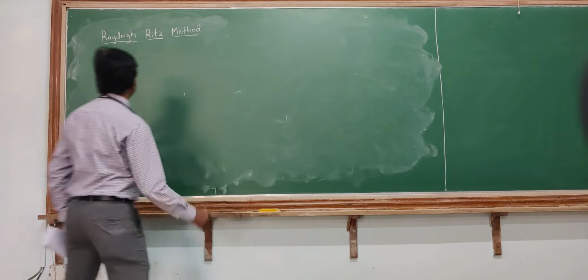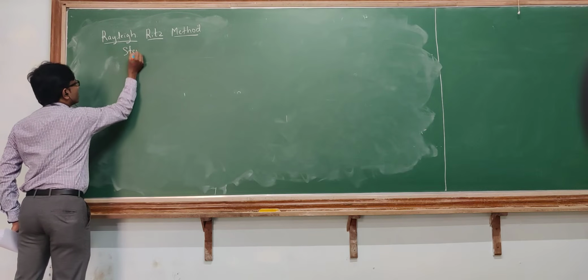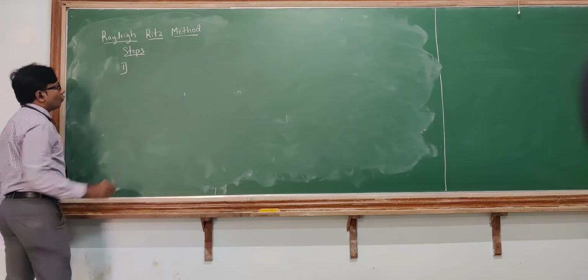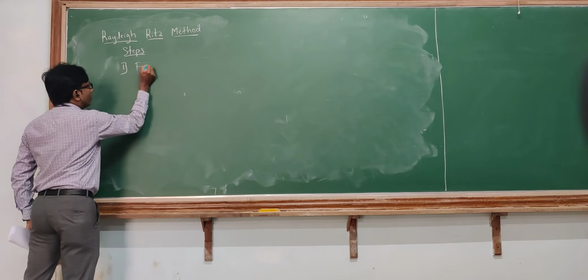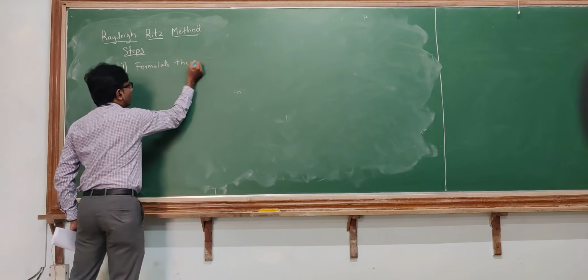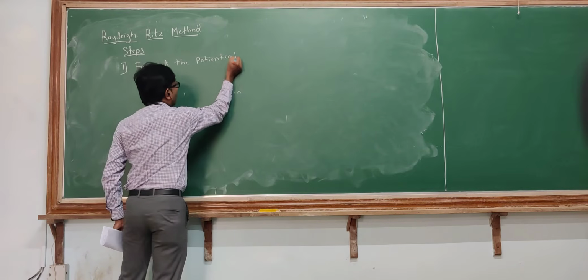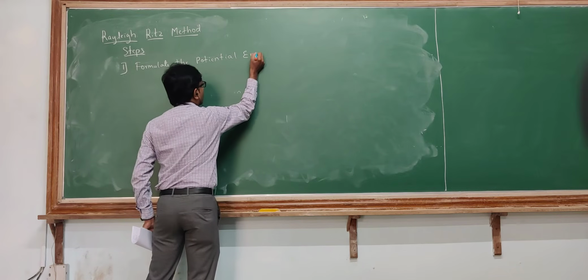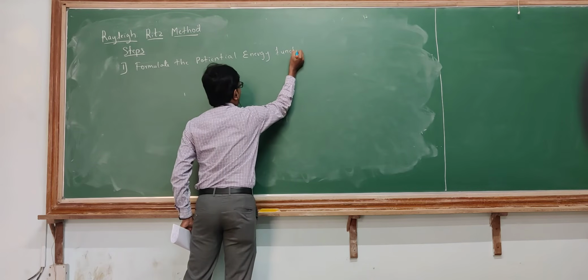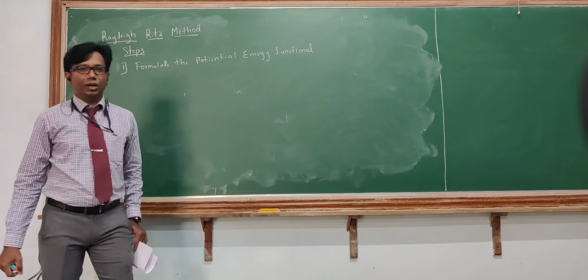Okay, so these are the steps for this particular Rayleigh-Ritz method. You need to remember these steps and apply them in the problem. So the first step is you have to formulate the potential energy function. You have to formulate the potential energy functional for a particular problem.